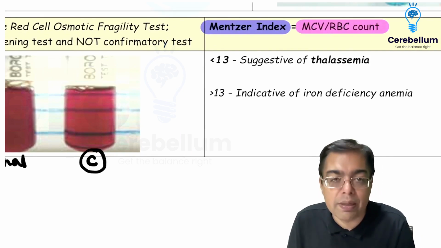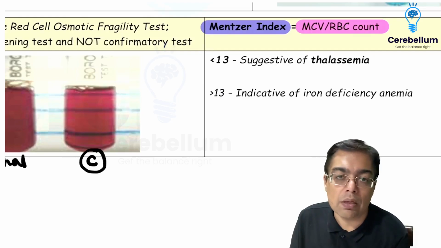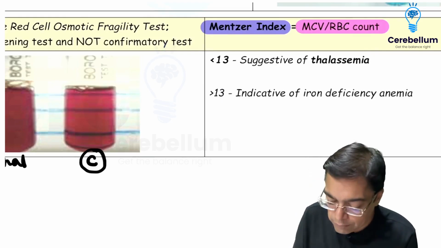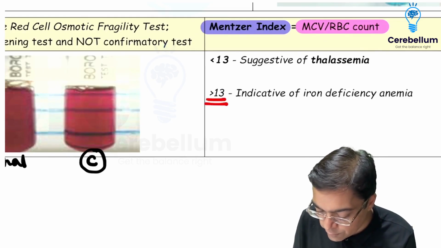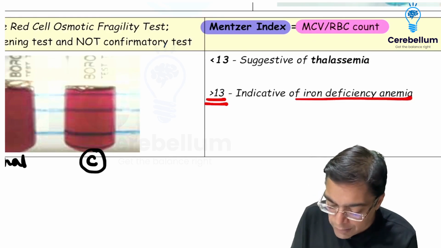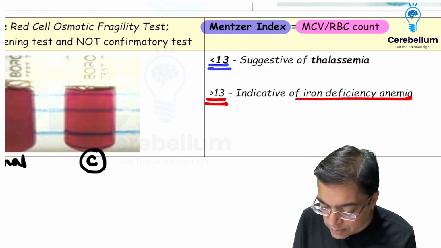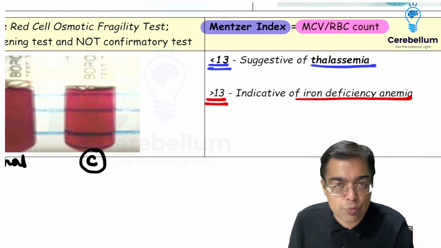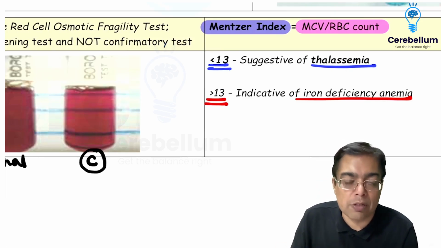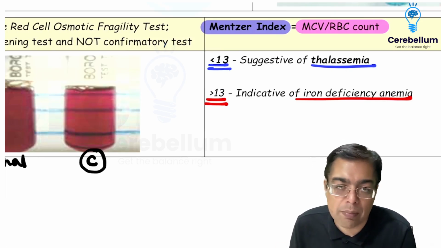Reminding you, how do we calculate Mentzer index? MCV in the numerator, RBC count in the denominator. If the value of the index happens to be more than 13, it is suggestive of iron deficiency anemia. And if the value of this index comes out to be less than 13, that is suggestive of thalassemia. So this Mentzer index is pretty much useful as a tool for differentiating between iron deficiency anemia and thalassemia trait.